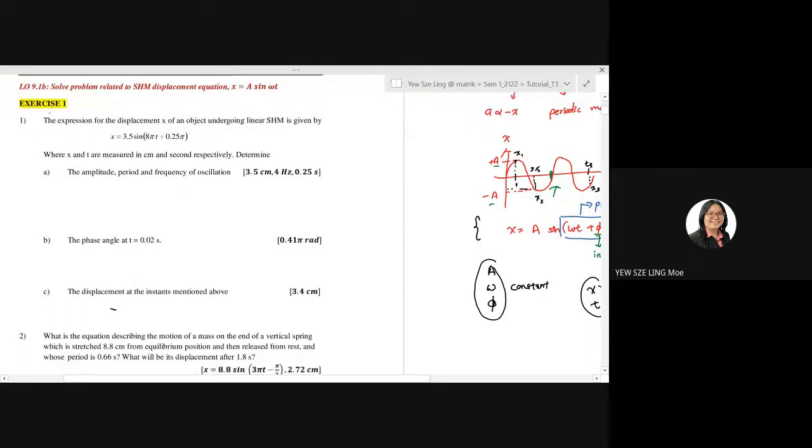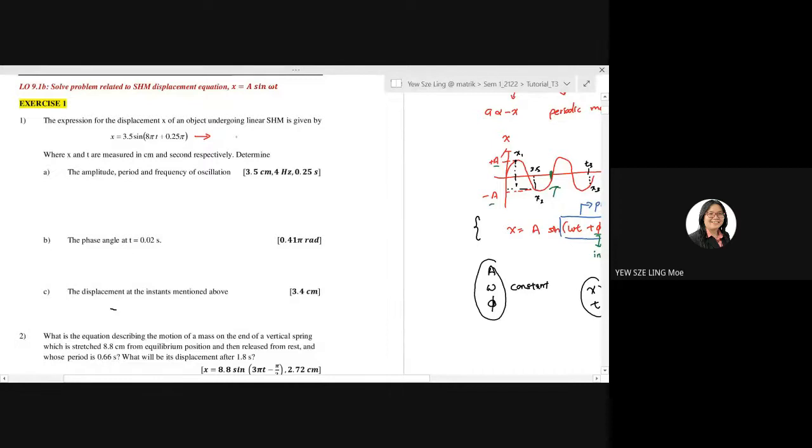Questions 1. Okay, exercise 1. The expression for the displacement x of an object undergoing linear simple harmonic motion is given by this equation: x equals 3.5 sine (8 pi t plus 0.25 pi). Now, whenever you are given an equation like this, you compare with what we call the general equation.